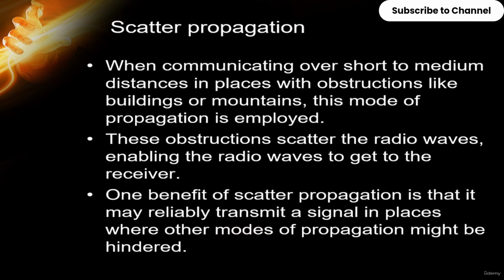So next is scatter propagation. Scatter propagation is used to communicate over short and medium distances, around places like buildings and mountains, which scatter the radio waves and enable the radio waves to reach the receivers. The advantage of scatter propagation is that it transmits a signal in places where propagation might be hindered. Further, the signal may be impacted by variations in topography or the locations of the obstructions, which is a major drawback of scatter propagation.